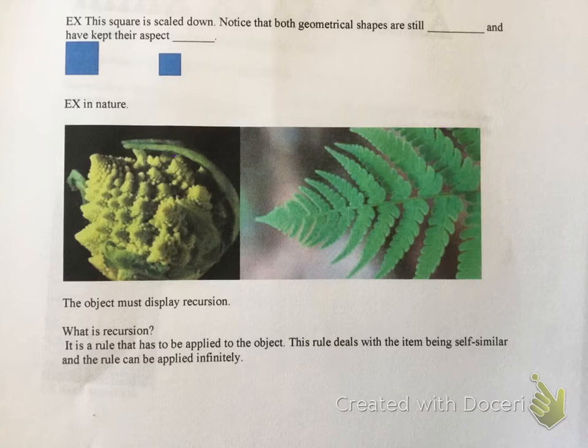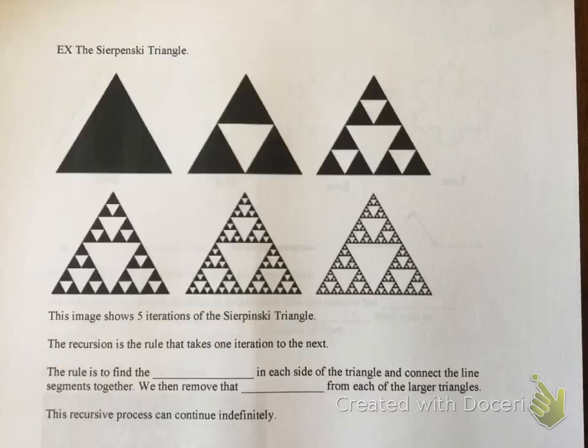Okay, so we've looked at scaling and self-similarity. Those are the first 2 criteria to be a fractal. The third one is the object has to display recursion. So what does recursion mean? Recursion means that it is a rule that has to be applied to the object. This rule deals with the item being self-similar, and the rule can be applied infinitely. So we can continuously apply the rule over and over again up to infinity. So it's really wild and really cool. I'm going to show you how this works on the next page.